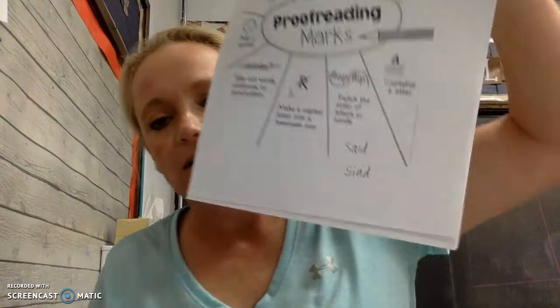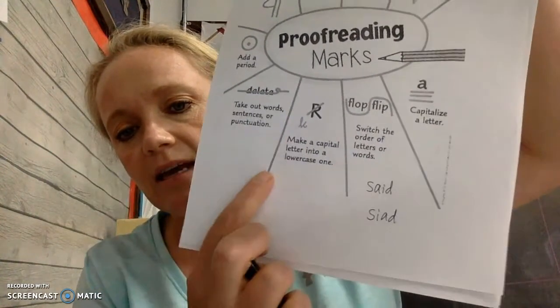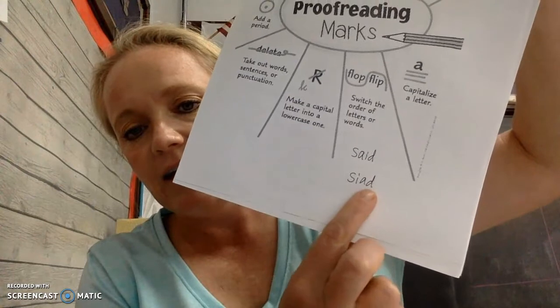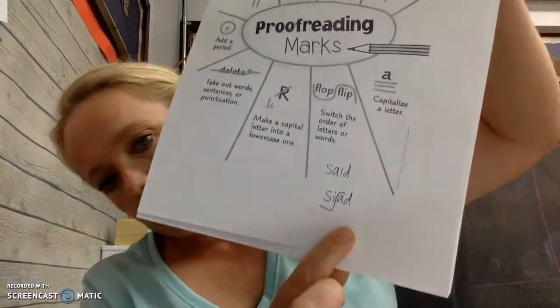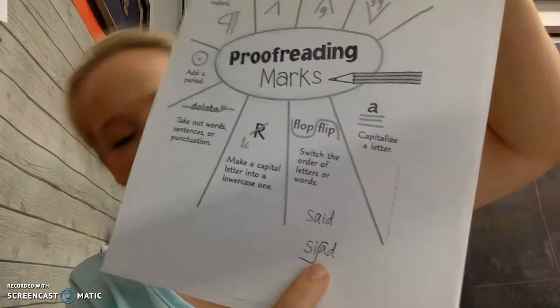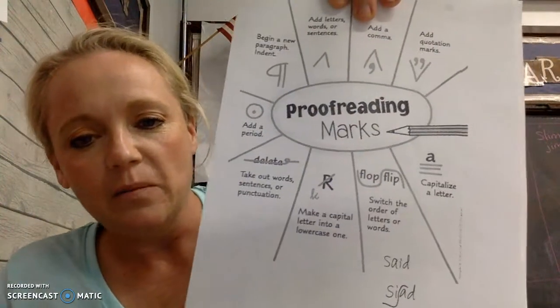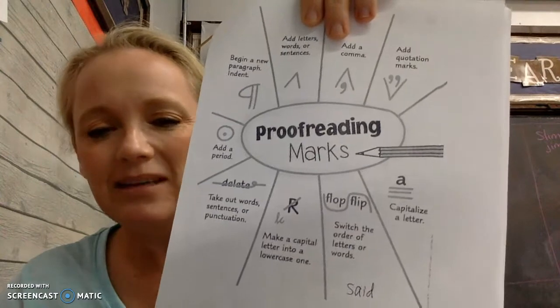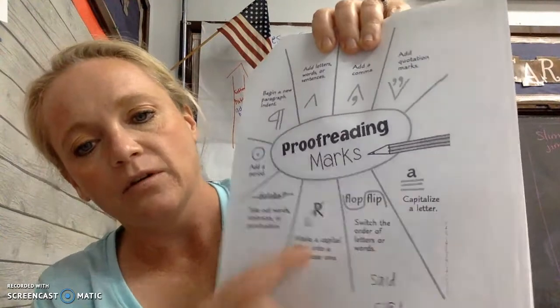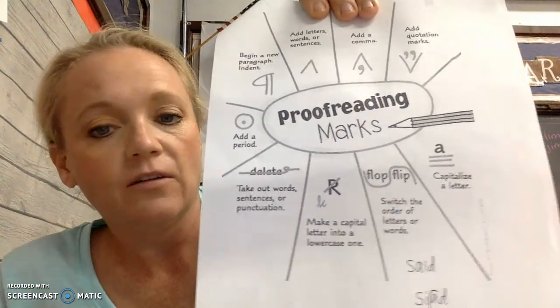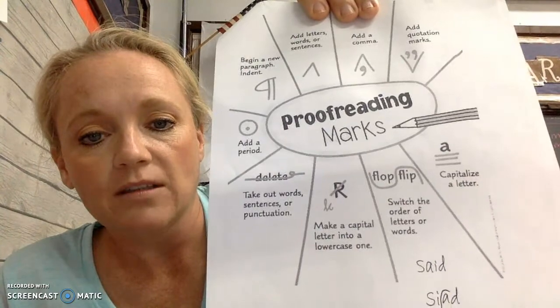Said is usually spelled S-A-I-D, but let's say I notice that I accidentally spelled it S-I-A-D. Well, I can use that flip-flop like this and tell myself I need to flip-flop my I and my A. You also see that there is a capital R on the page, and I didn't mean to make it capital. It's supposed to be lowercase. So all you have to do to fix that is put a cross through the capital letter. You don't have to write anything else, just put a cross there.